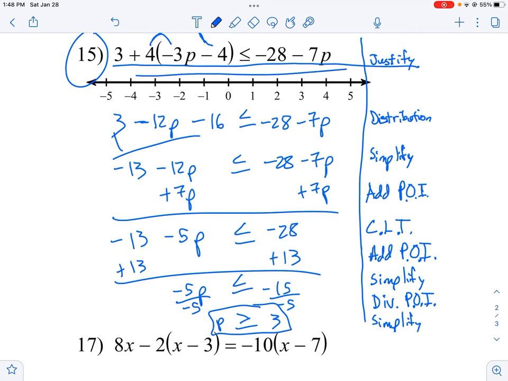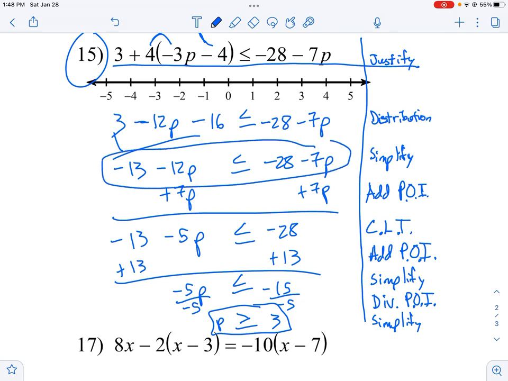So, the ones that are more complicated take more steps. But if you just remember, you want to simplify each side as much as possible. So distribute, combine like terms, simplify. From there, you will only have 2 terms at most on each side. And then you can put your variables together and get all your numbers on the other side and finish solving.